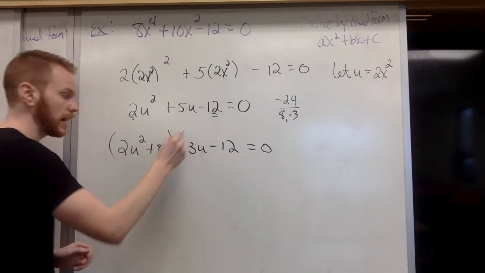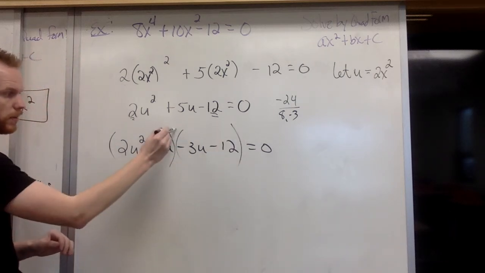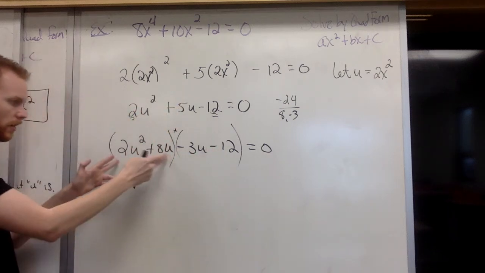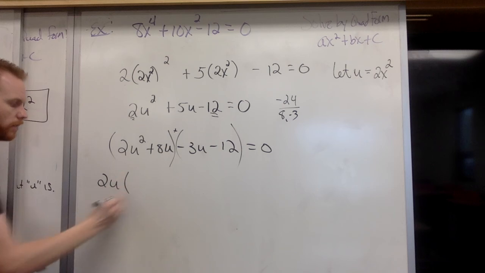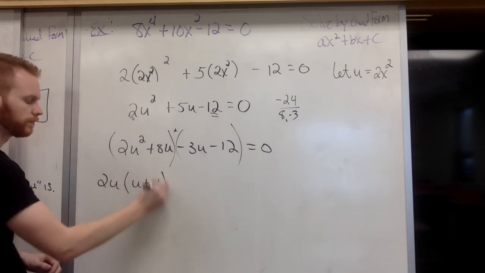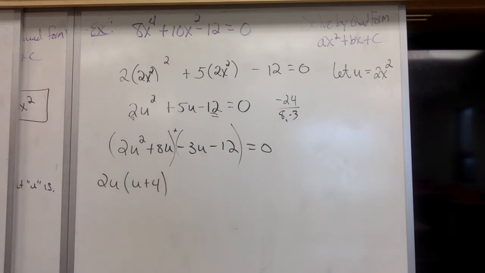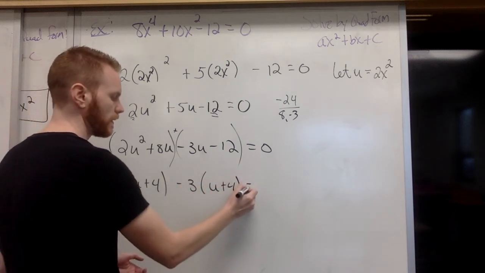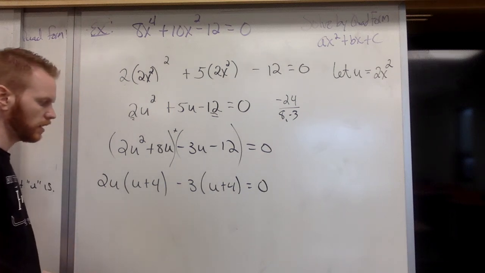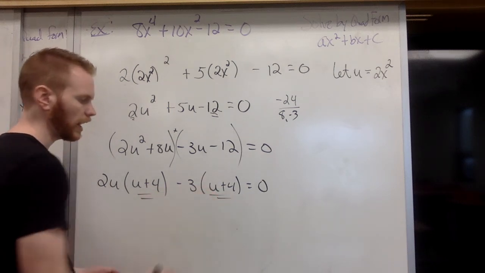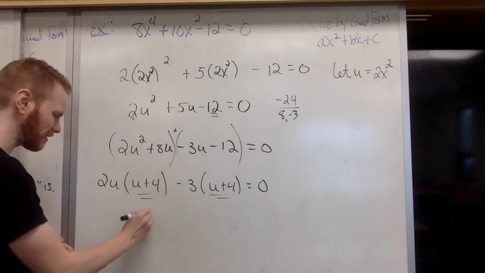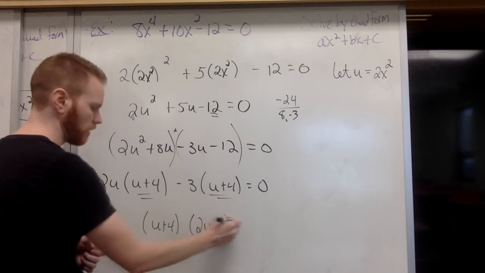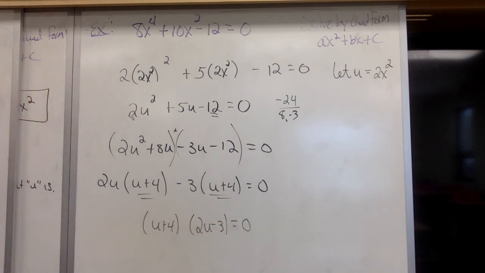Now we're going to group these guys together. I'll put a little plus sign there. That way you know I'm not changing it. If I add this, I get this. For the first one, I can factor a 2u out. So I get u plus 4. For the next one, I could factor out a negative 3, and I get u plus 4 as well. And hey, look, I have the same binomial. So I can factor that guy out. And then on the other side, I get 2u minus 3. Okay?